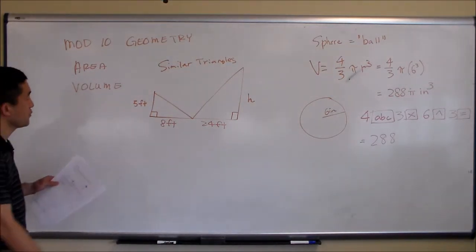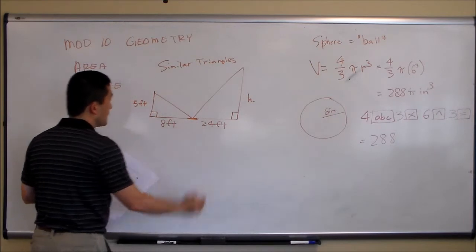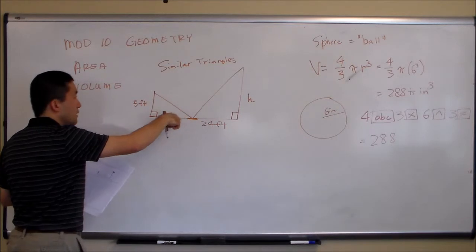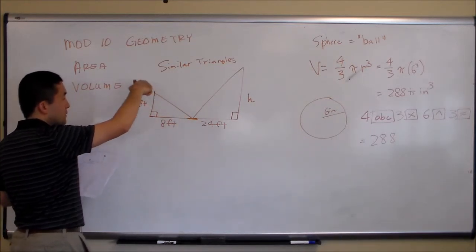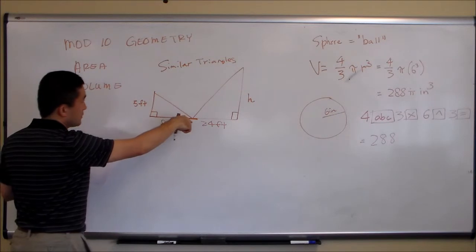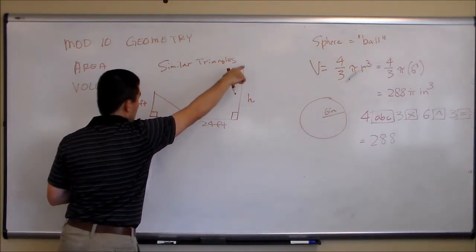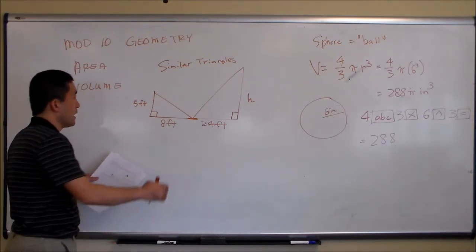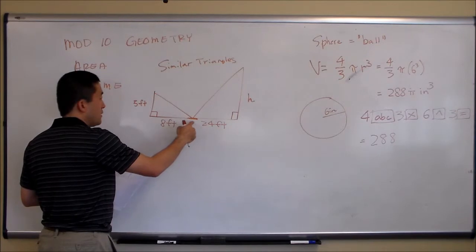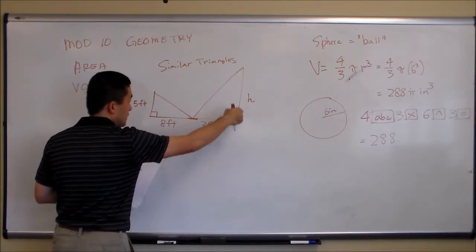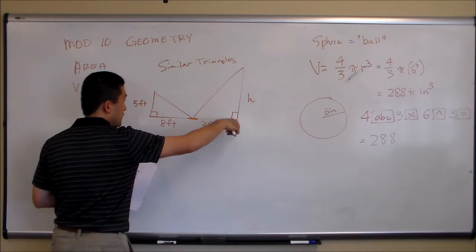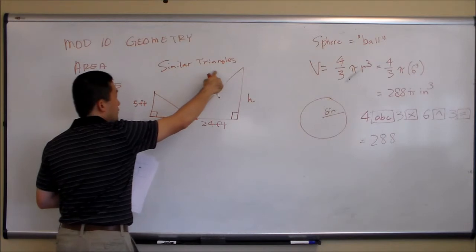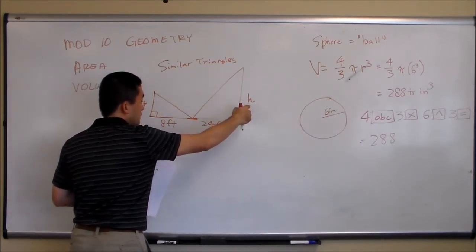Here's an example. Let's say you place a mirror here, and you're 5 feet tall, and then you look down. Let's say some kind of light source bounces back and touches the top, the tip of the wall. You're standing 8 feet away from the mirror, and the mirror is 24 feet away from the wall itself. Using the properties of similar triangles, find the height.